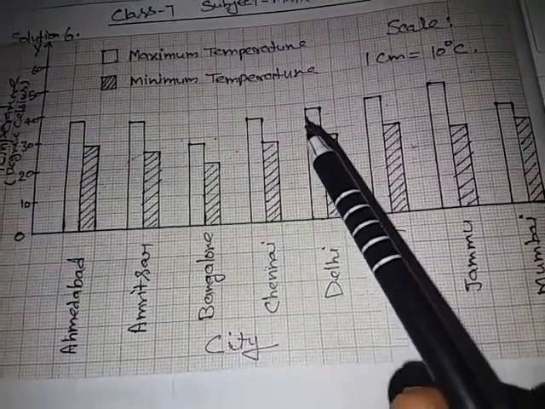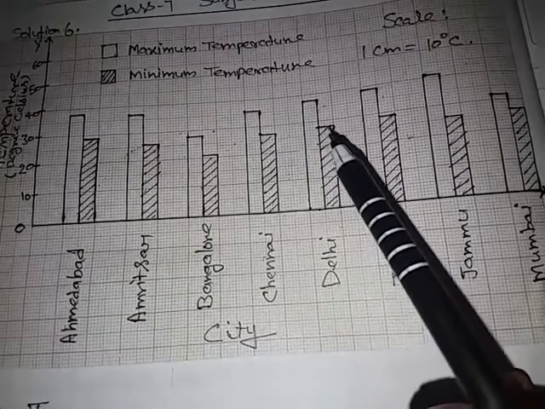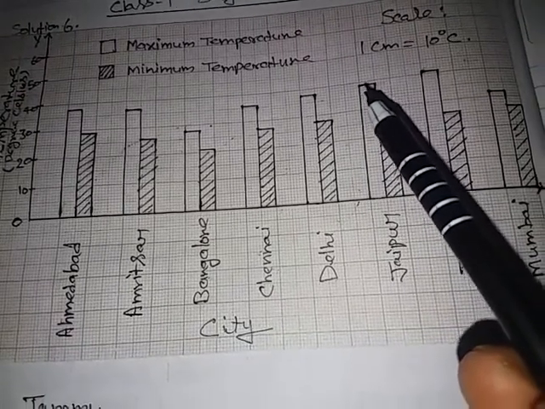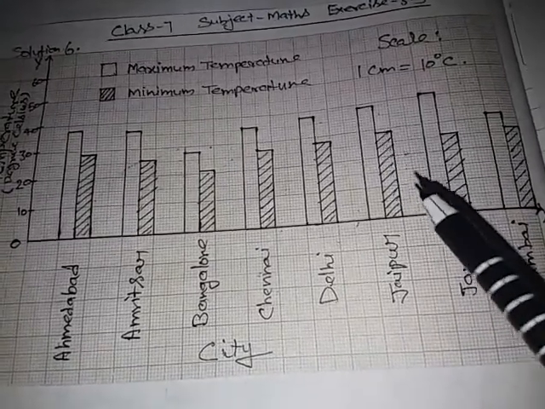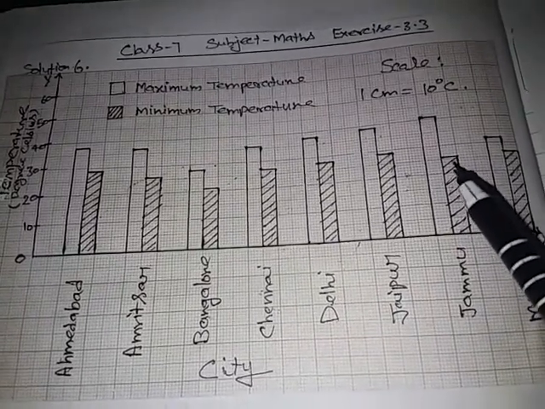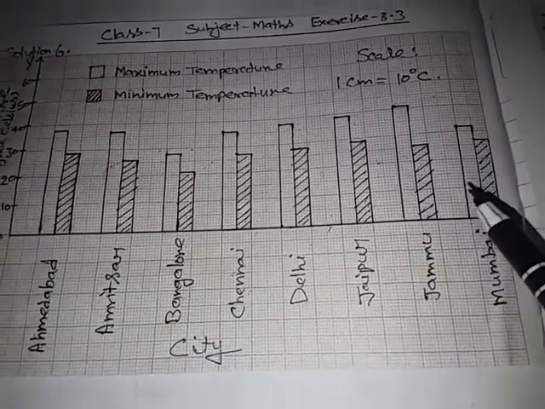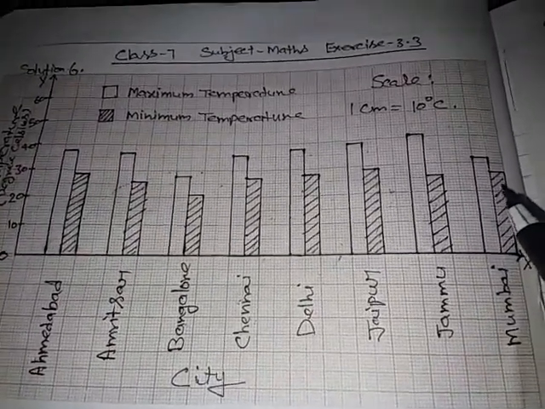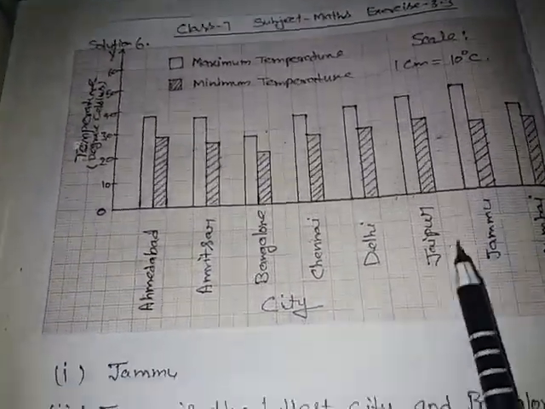Now maximum temperature of Delhi 38 degrees Celsius and minimum temperature of Delhi is 28 degrees Celsius. Now maximum temperature of Jaipur is 39 degrees Celsius and minimum temperature of Jaipur is 29 degrees Celsius. Now maximum temperature of Jammu is 41 degrees Celsius and minimum temperature of Jammu is 26 degrees Celsius. At last, maximum temperature of Mumbai is 32 degrees Celsius and minimum temperature of Mumbai is 27 degrees Celsius.